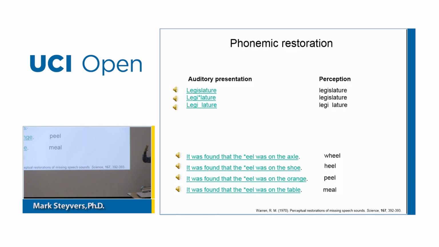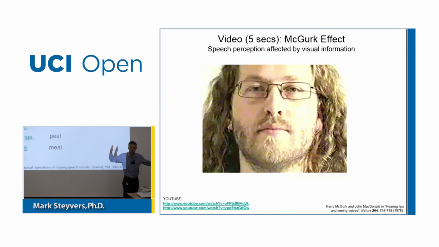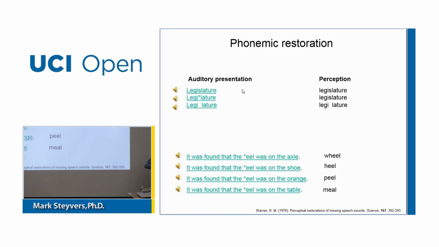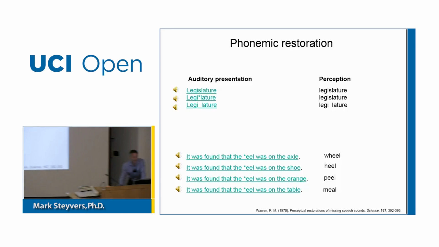The only reason you could hear that sound is if there's some top-down influence of some higher level unit on a lower level unit. You know that's the word legislature. That's obvious from the context. And that is affecting the way you process and perceive those individual sounds. So speech perception does not go one way from lower level units to higher level units. It flows both ways, right? So sometimes you can make up sounds that are not there. But there's a limit to what you make up.